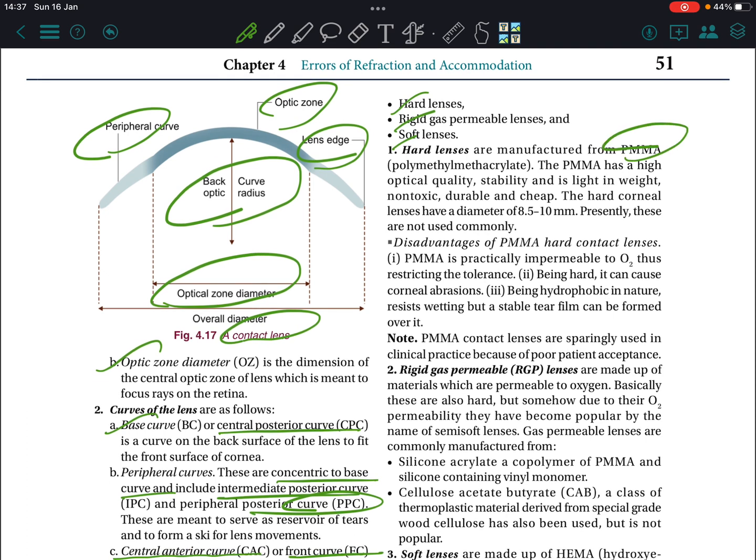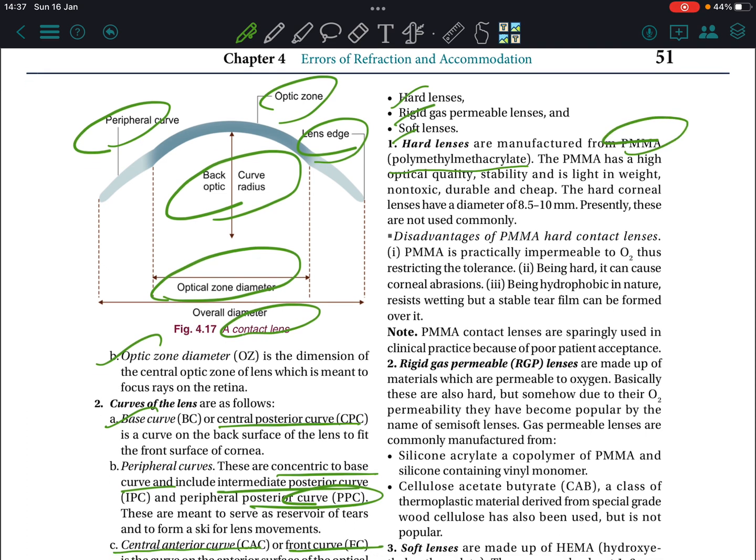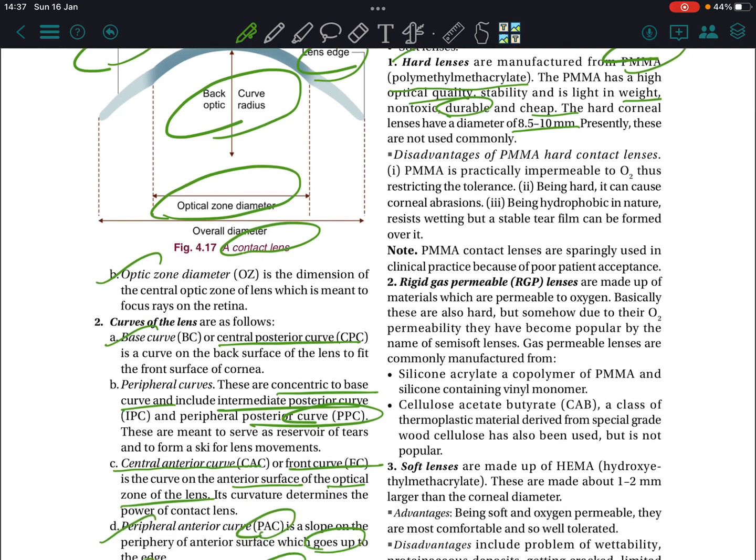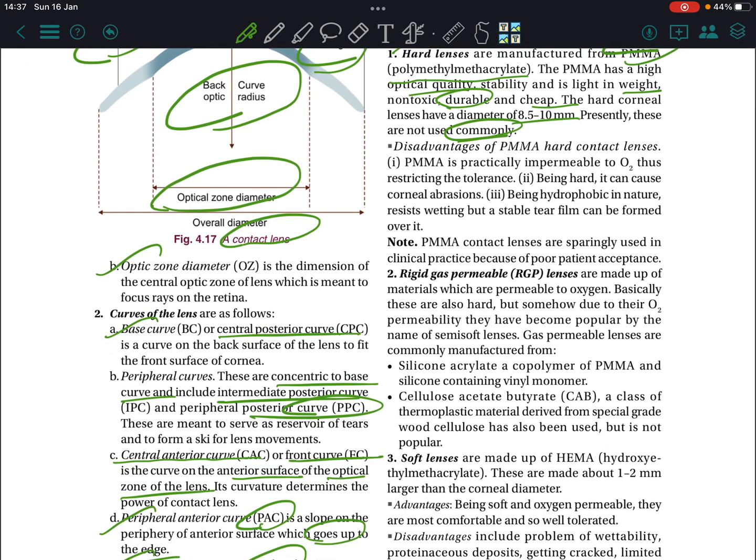Hard lenses are manufactured from PMMA, polymethyl methacrylate. It has high optical quality and stability, and it is durable, cheap, and lightweight. Hard corneal lenses have a diameter of 8.5 to 10 mm. Presently, these are not used commonly.